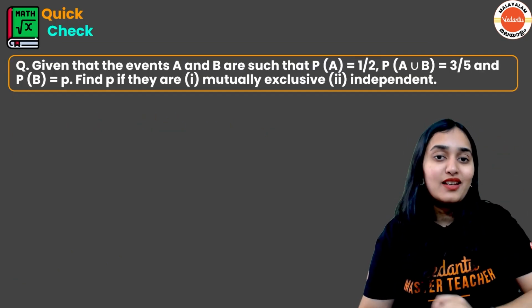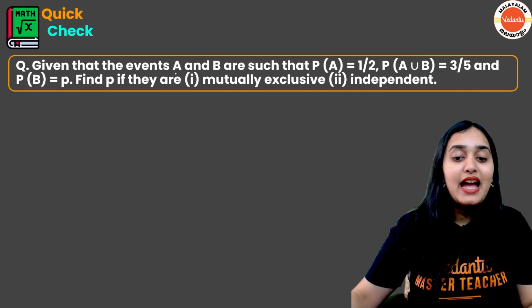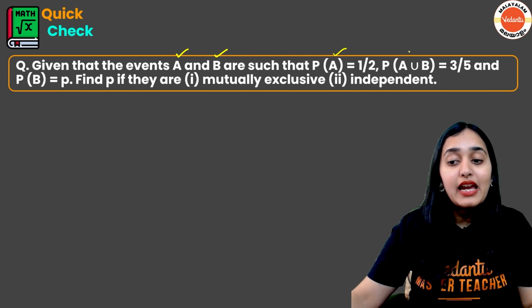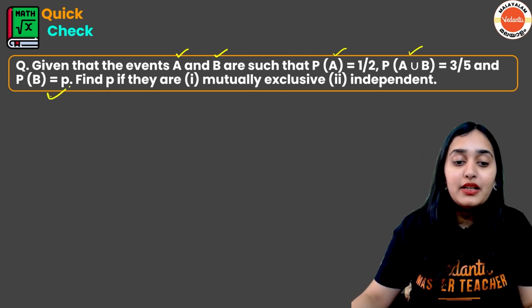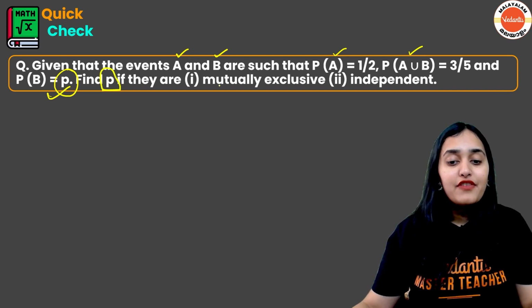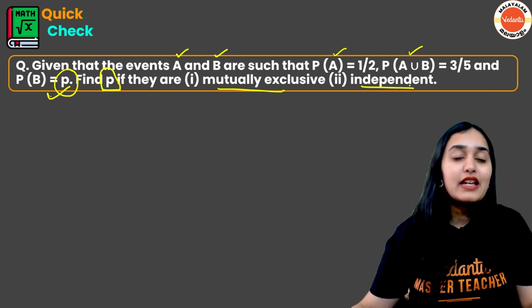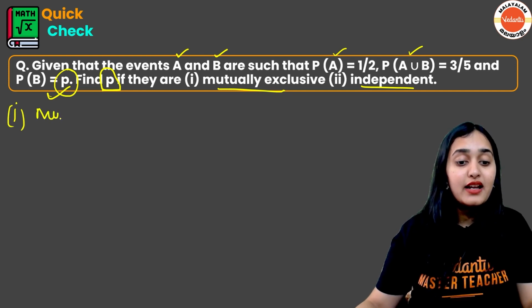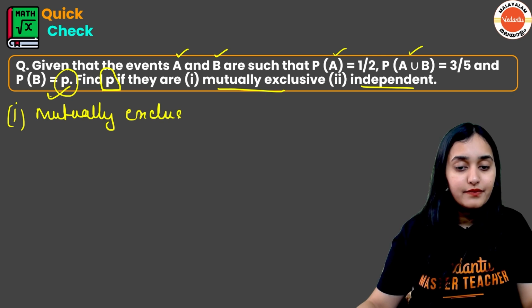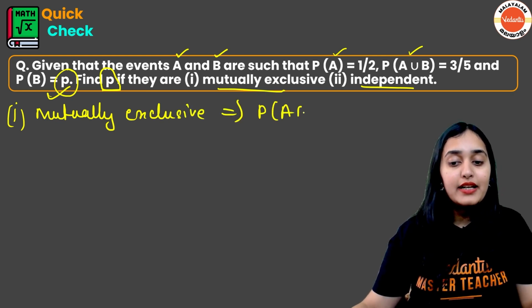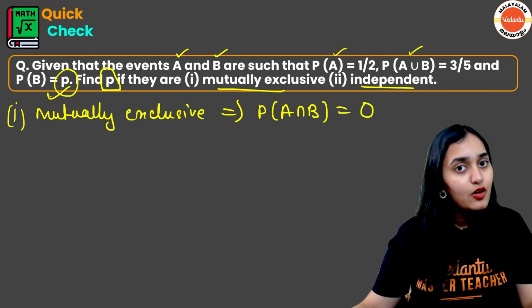Let's do a question based on this. Given that there are two events A and B, probability of A is given, A union B is given, and probability of B is given as P. Find the value of P if they are mutually exclusive and if they are independent. First, if they are mutually exclusive, that means probability of A intersection B will be 0.